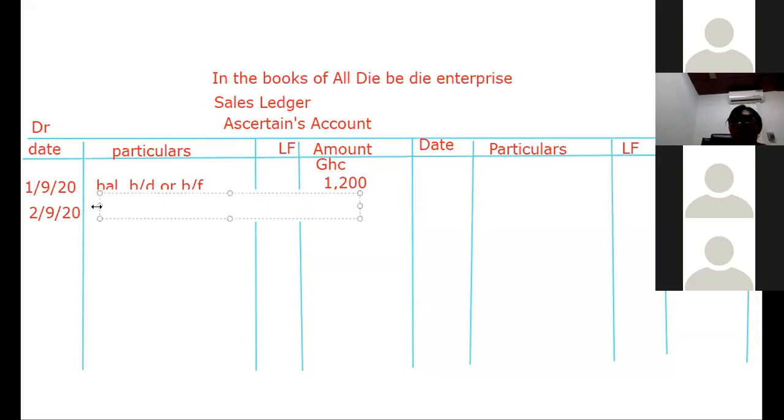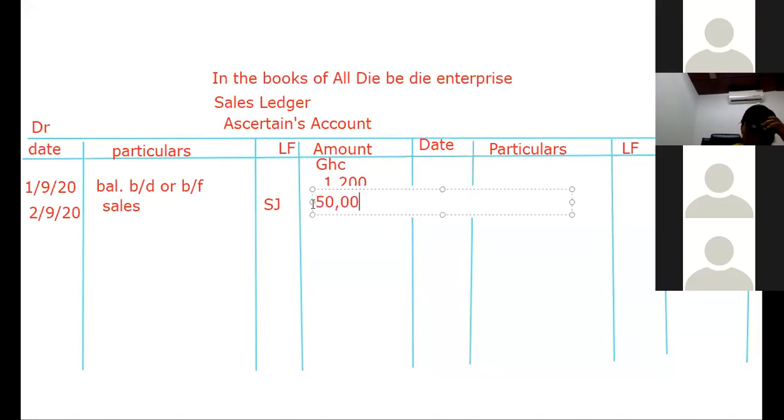So what did we do to Ascertain? We sold. Yes, madam. So sales. Now you recall that we have the ledger portfolio. So assuming we are making reference, somebody says sales journal, or where it is going to, the number there. We can put a reference there just to be able to know where we are picking it from or where it will be posted to. How much is it? 50,000. Okay, good.